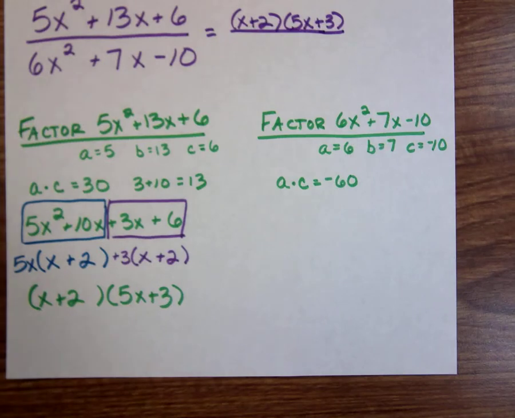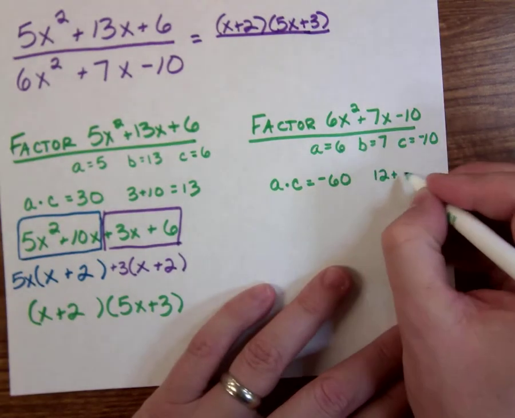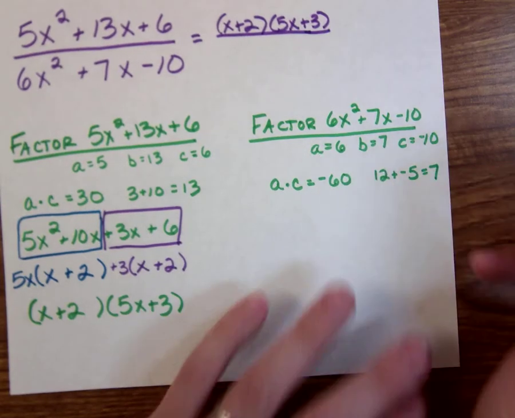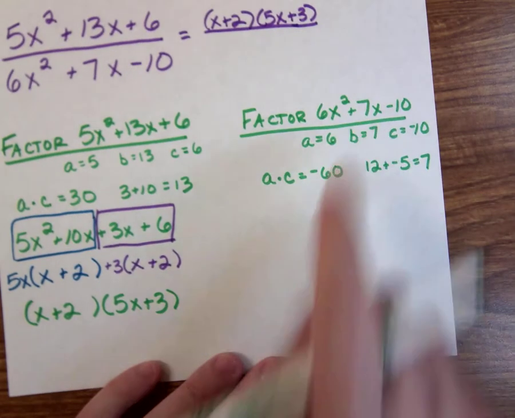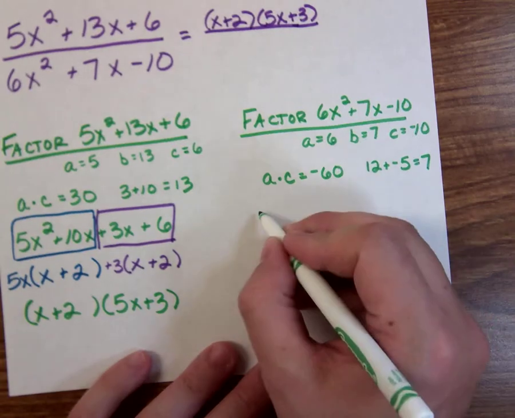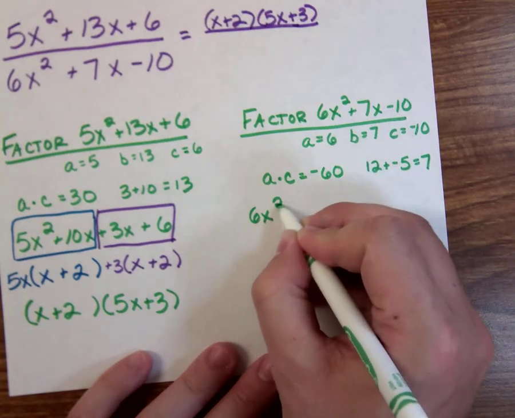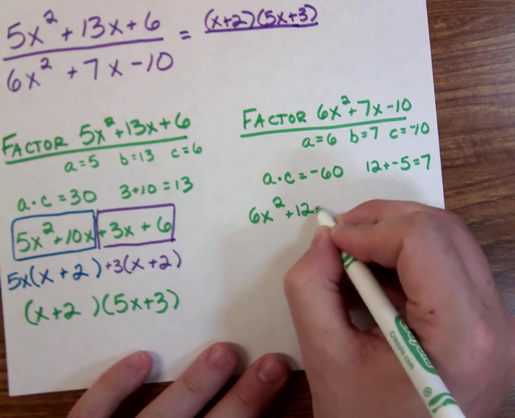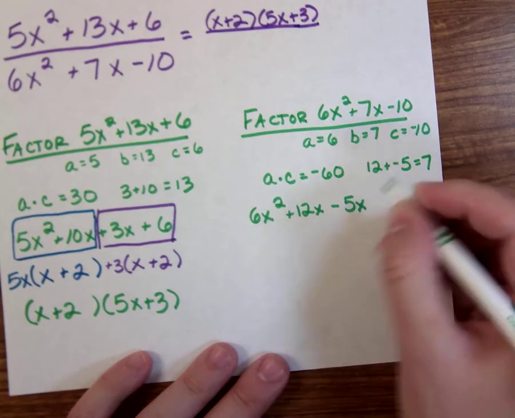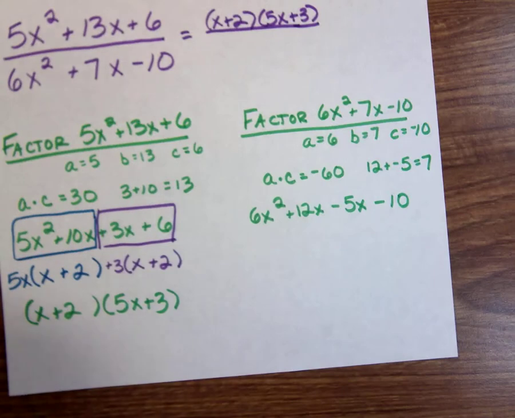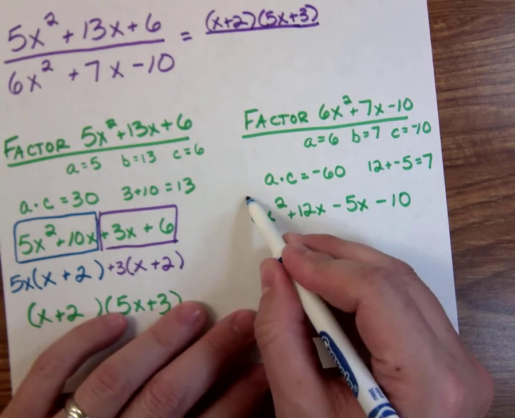Take your time. Negative 12? Nope. It's 12 and 5, right? Good. Which one is negative? Negative 5. Excellent. 12 plus negative 5 is 7. So our 7x in the middle is split into 12x minus 5x. I'm going to do 6x squared plus 12x minus 5x minus 10. And now we're going to group them.